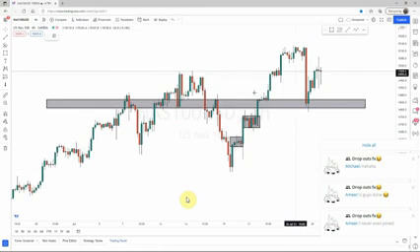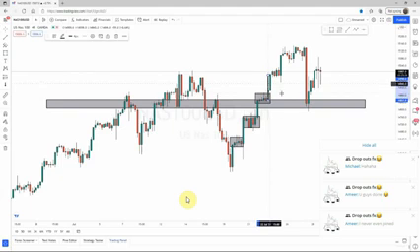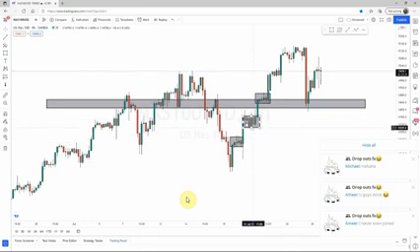Look at this. Is it a coincidence? It's not. NASDAQ moves this many pips before it makes a decision. Let's do another one. A decision was made.